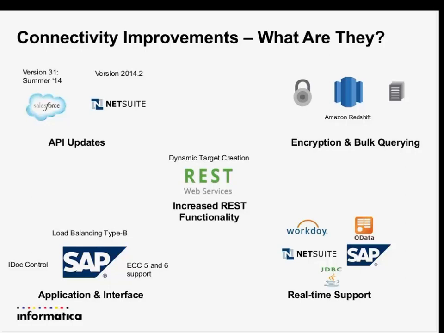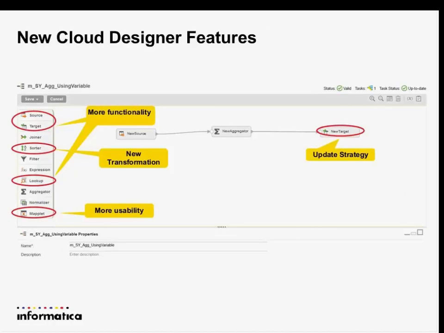Excellent. Thanks, Pratik. And with that, let's go into some of the new Cloud Designer features that you've all been asking for. We have a lot more functionality in the sources and targets. We have a new transformation called the sorter transformation. And for those of you that have been active users of PowerCenter, you'll be happy to note that there's more usability in our maplet feature, and we've also introduced an update strategy on the target side.